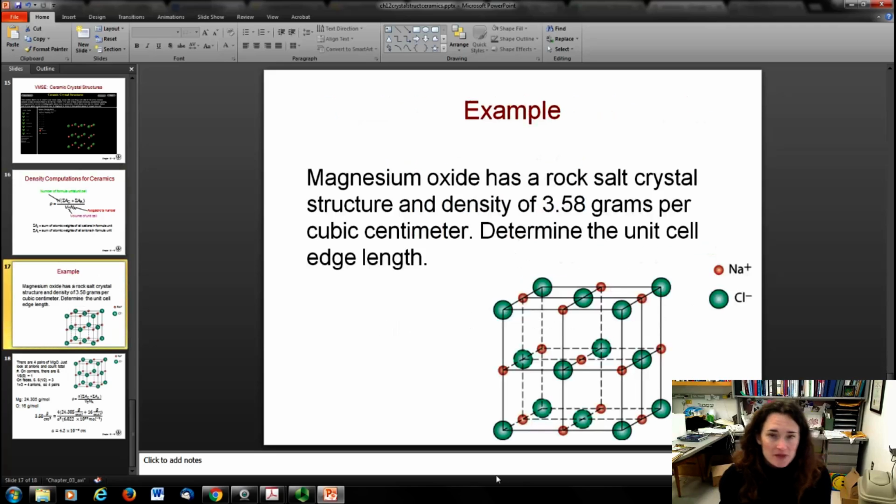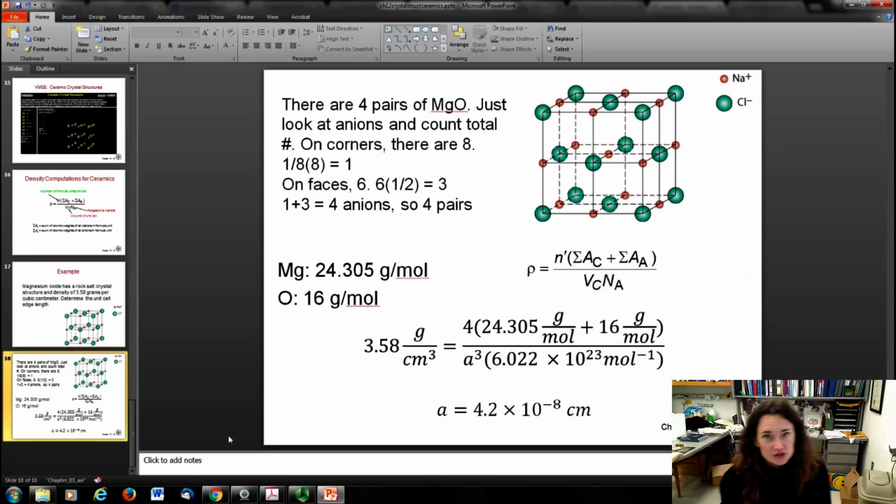Here we go. Magnesium oxide has a rock salt crystal structure and a density of 3.58 grams per cubic centimeter. So determine the unit cell edge length. Well, here's what you do. You look at this, and you're going to plug and chug into that formula. Rho is equal to n prime times the sum of your atomic weights divided by the volume of the cell divided by Avogadro's number. All right, so first of all, we need to determine what n prime is.